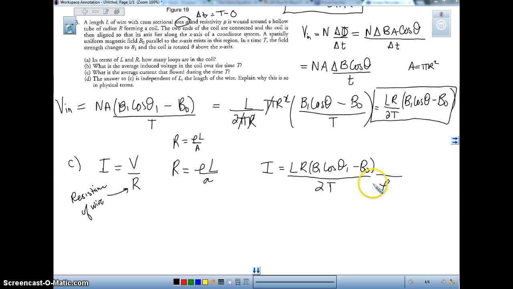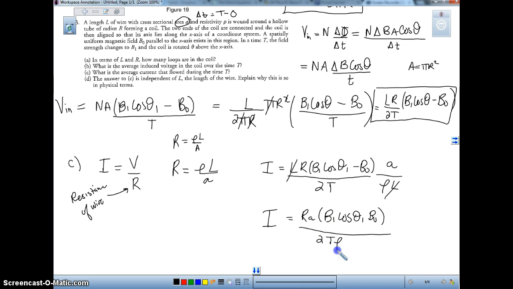Okay, so now rho L on the bottom, little a on top, which basically just gets rid of L, and everything is back to something that looks more or less like this. R little a, Ra, all over 2t rho. That's our current. Oops. Darn. It's hard to draw a straight line.